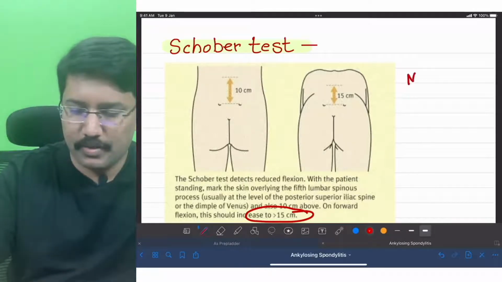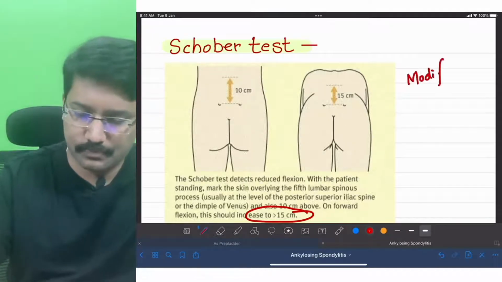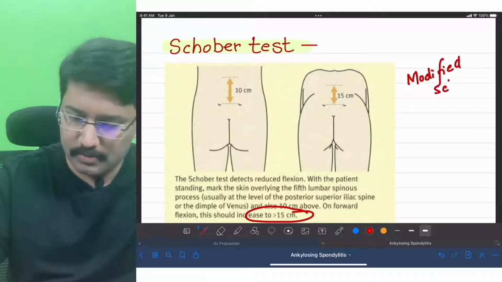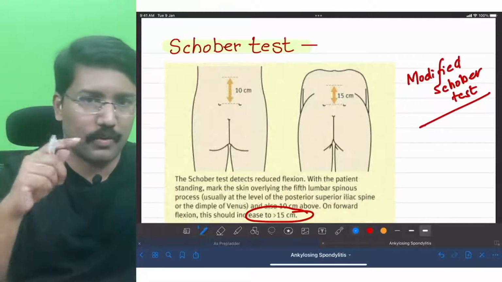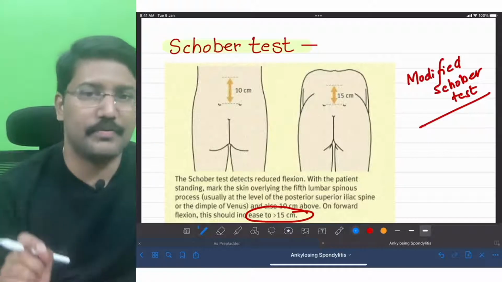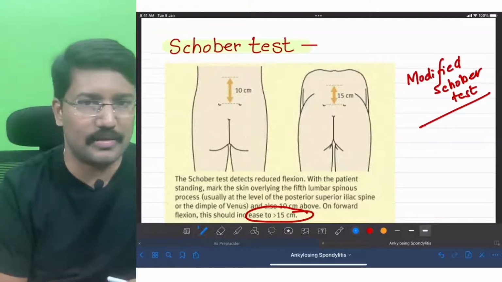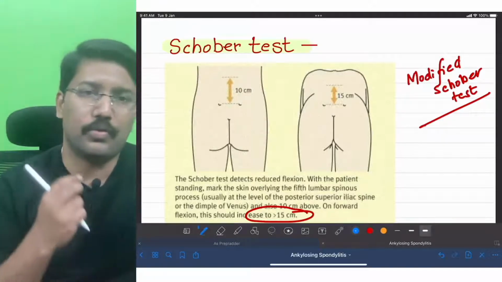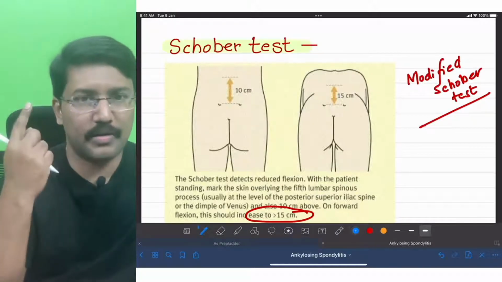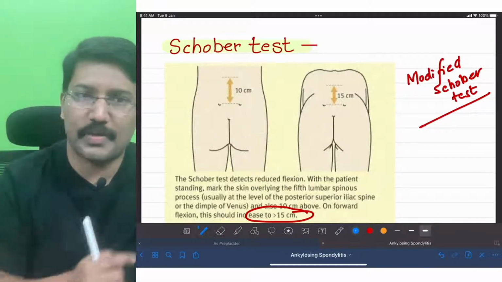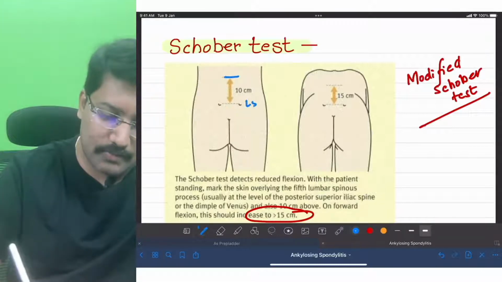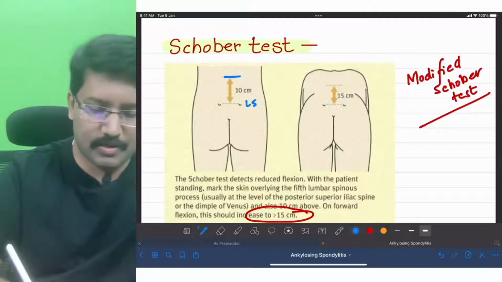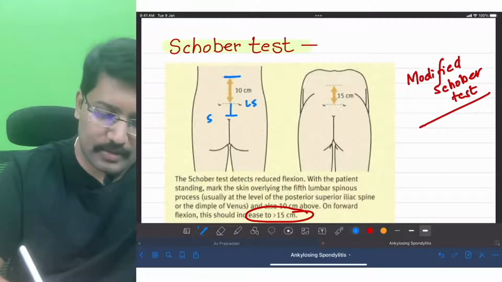Then we also have a modified Schober's test. What do we do in the modified test? Instead of drawing only one line at the L5 spinous process and one line 10 centimeters above, we draw two lines: one 10 centimeters above the L5 spinous process, and another 5 centimeters below it. So we will have two lines, with this being our L5 spinous process.